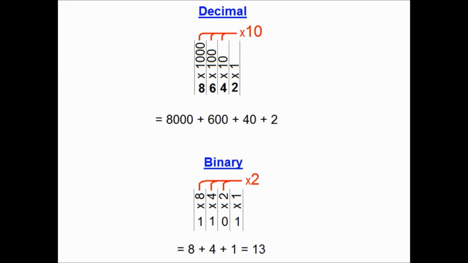In binary, it works very similarly, but you can only have values of 0 or 1. Now, anything multiplied by 0 is of course 0, and anything multiplied by 1 is that number. So it makes it a lot simpler. So you have a 1 in the 8ths column. 1 times 8 is of course 8. 1 times 4 is 4. 0 times 2 is 0, and 1 times 1 is 1. So you have 8 plus 4 plus 1 equals 13.